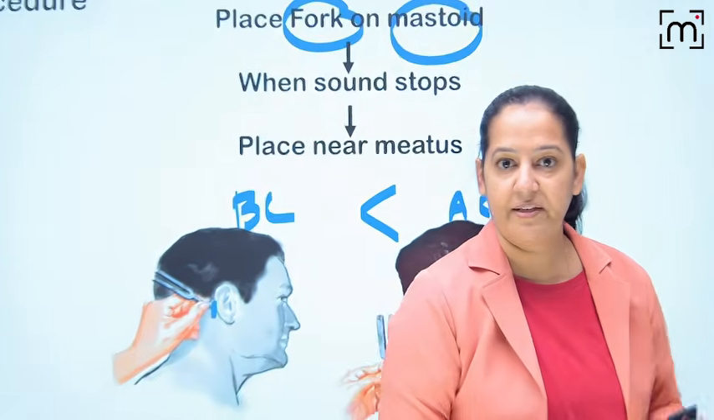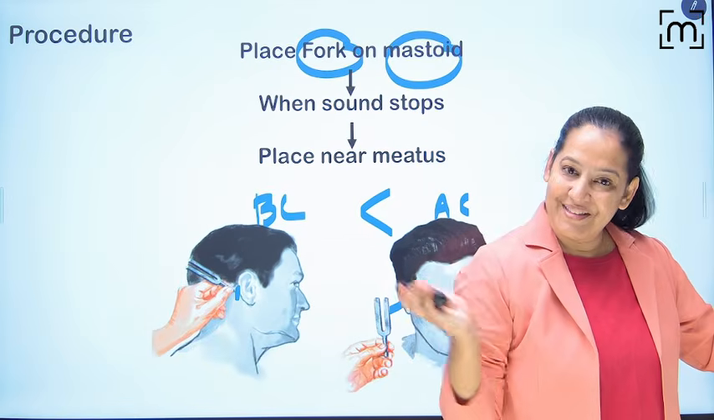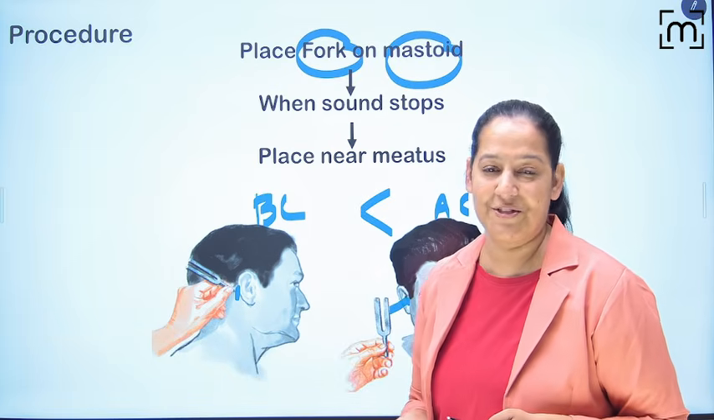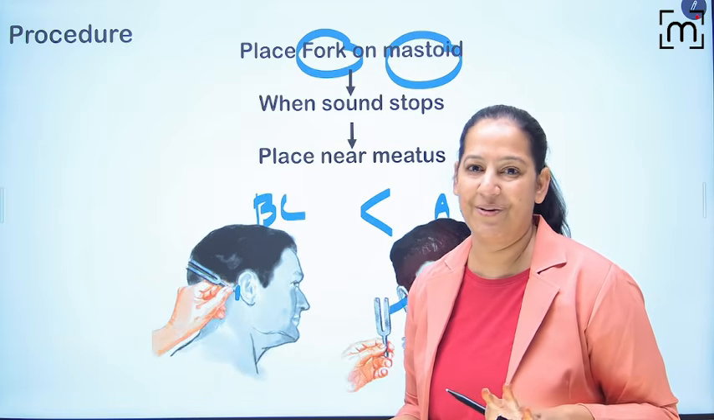Now it stopped. And if I'm putting it here, I can't feel. So my BC is greater than AC, which is not normal. I hope you are getting it. People say yes. Got it? Yes or no? So this is the procedure. I hope you got the principle and the procedure.